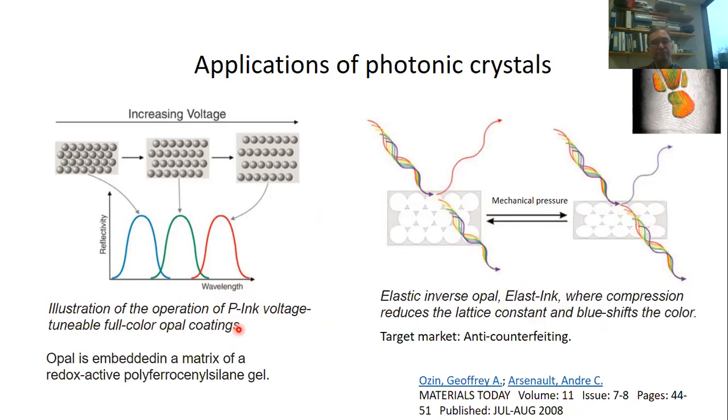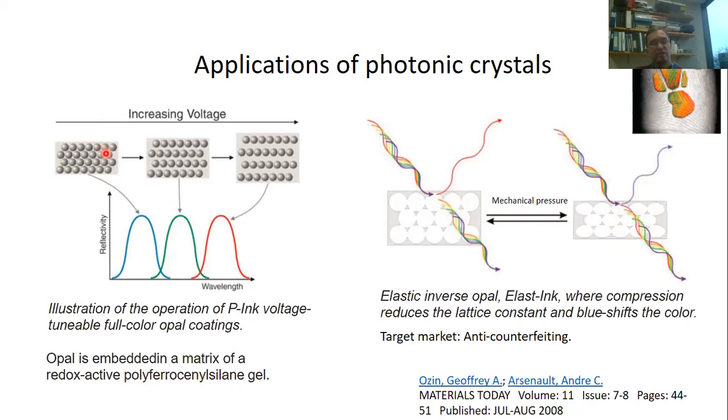In this case you have silica spheres that are arranged in a periodic structure, embedded or surrounded by a matrix of a redox active polyferrocenylsilane gel. So one phase in this case is silica, and the other phase, in between the silica spheres, is the polyferrocenylsilane.